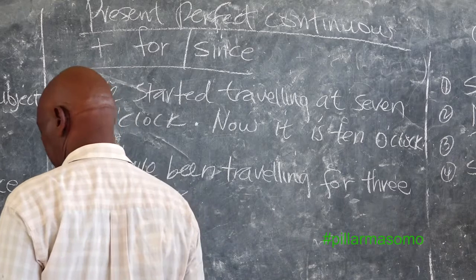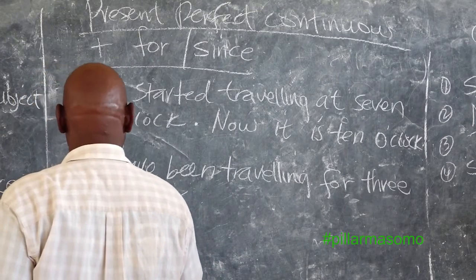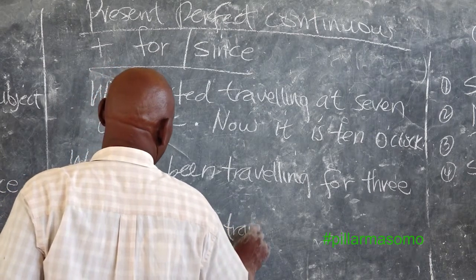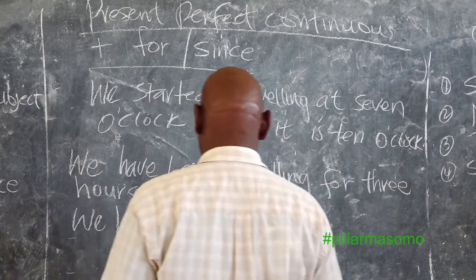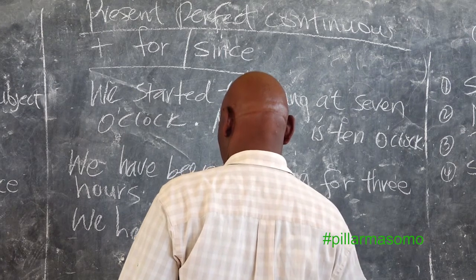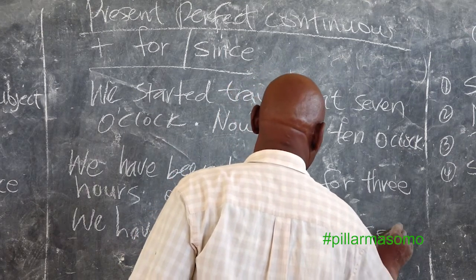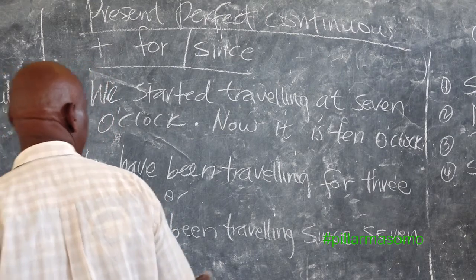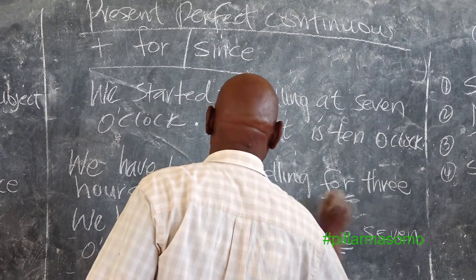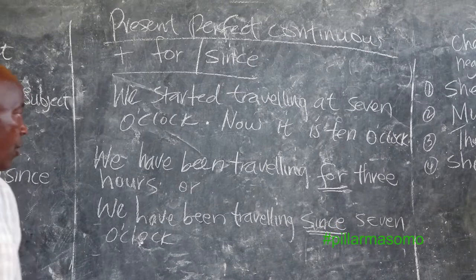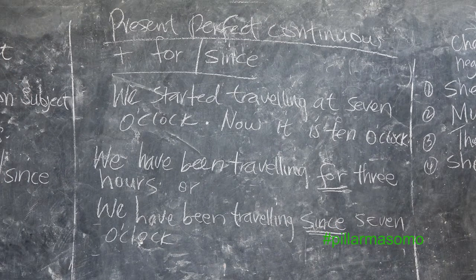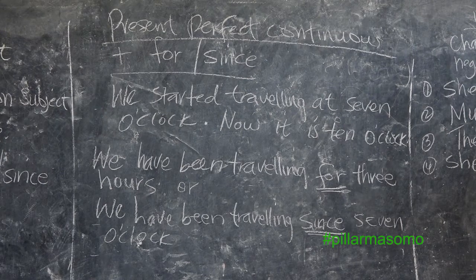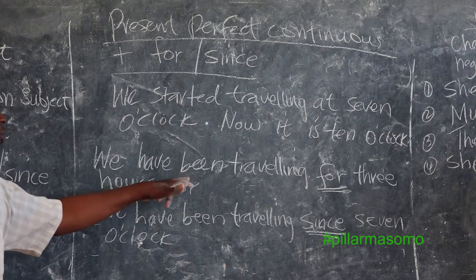Or, we have been traveling since 7 o'clock. The sentences have used for and since, and we maintain the message. We started traveling at 7 o'clock. Now it is 10 o'clock. We can also say we have been traveling for 3 hours.